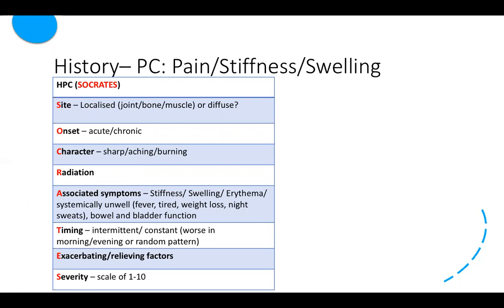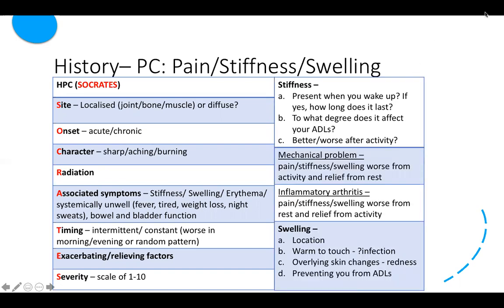Timing: is it intermittent? Is it constant? If it is constant, is it worse in the morning or evening, or is it just a random pattern? Sometimes if pain or stiffness is worse in the morning, it can point you towards certain diagnoses, but we'll have a chat about that. And then, is there anything that makes it better or worse? And you want to assess the severity of the pain. When you're assessing the severity, they say, oh, doctor, it's really bad, it's like a 9 today. Ask them, okay, but has it always been a 9 since it started? Or is it gradually getting worse? Or is it getting better? So you want to see what it was before and what it is now.